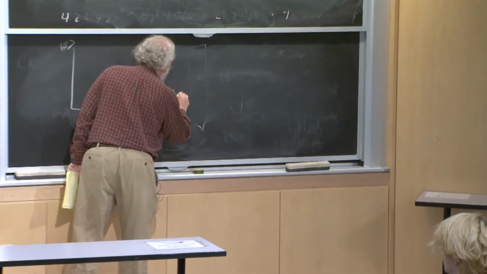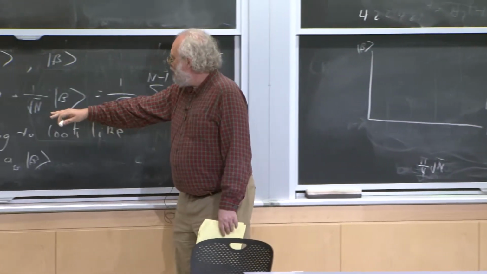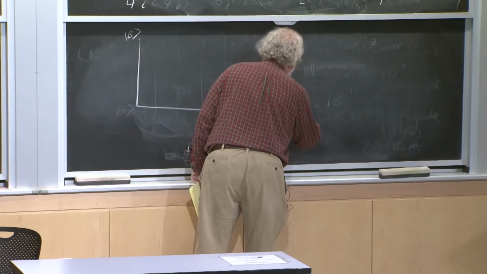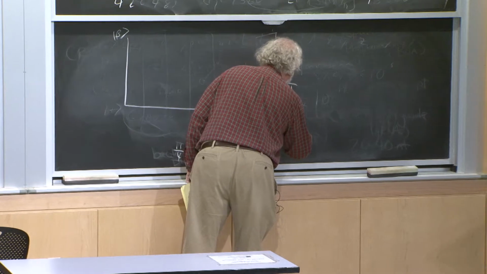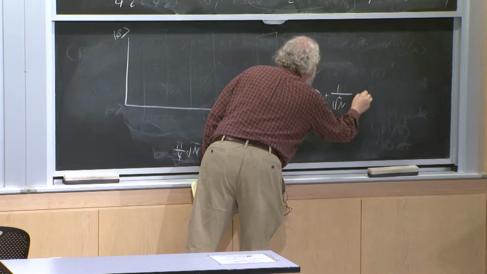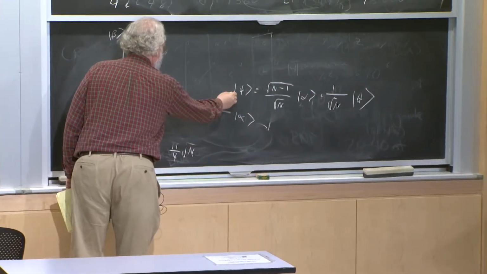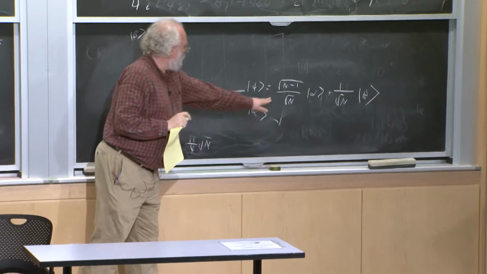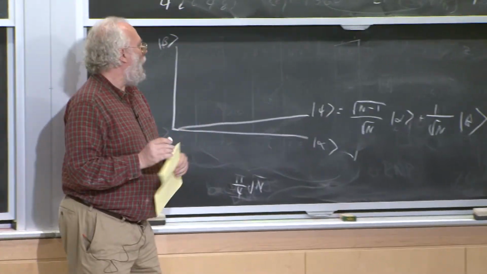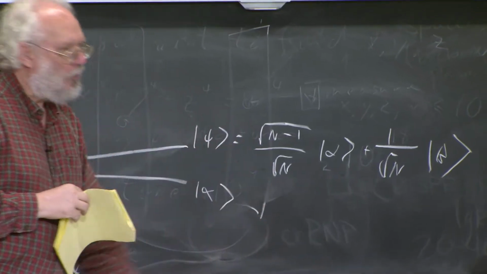And here is psi equals, what was it? Psi equals root n minus 1 over root n alpha plus 1 over root n beta. And we're assuming n is large, so this is very close to alpha. The overlap, the inner product of alpha and psi, is root n minus 1 over root n.